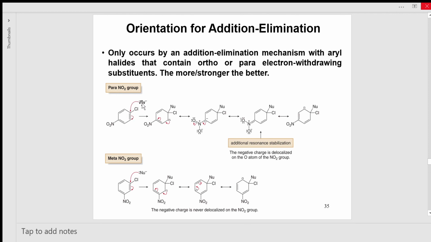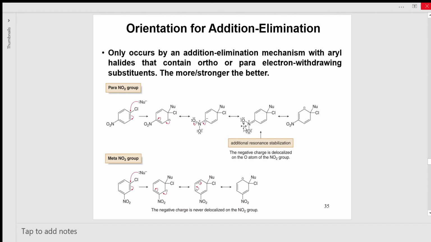So if the nucleophile attacks this carbon, we can have different resonance structures. Basically, we generate the negative charge on the benzene ring. The negative charge could be here, could be here, could be here. It's not evenly distributed on the six carbons. It's on this position, and this position.